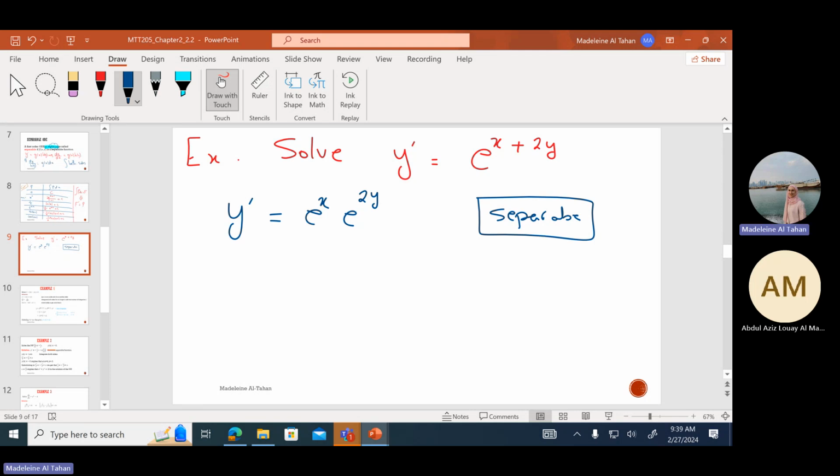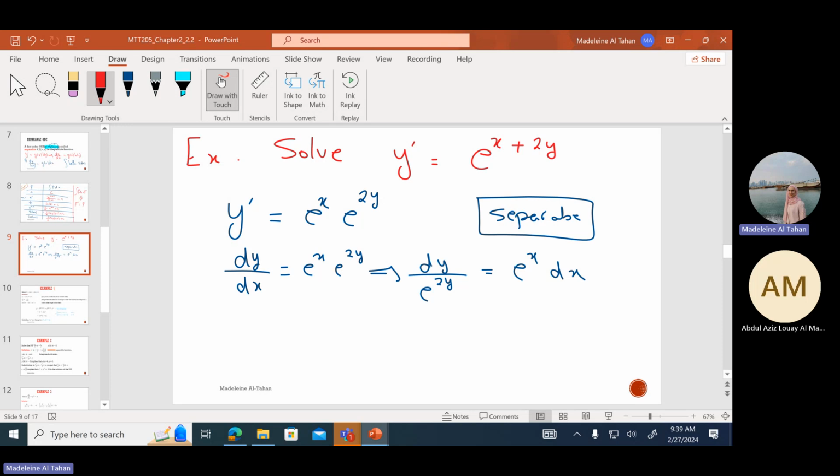Now this y prime, how will we write it? dy/dx is equal to e^x e^(2y). Everything in x on one side, everything in y on the other side, right? This e^(2y) will go to the other side, and dx will come to this side. Are we okay with it now? We try to simplify it as much as possible before we integrate.